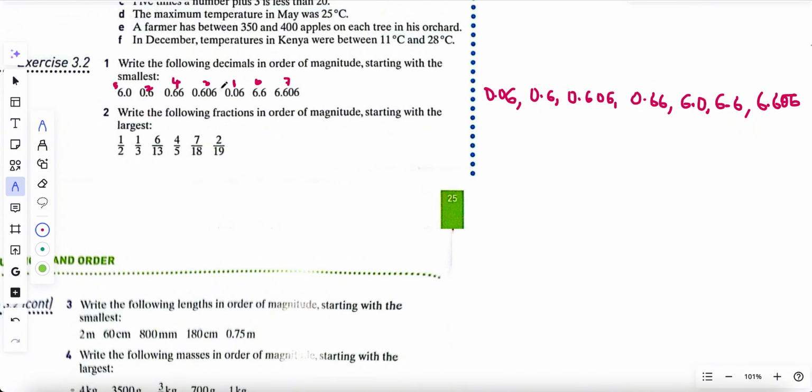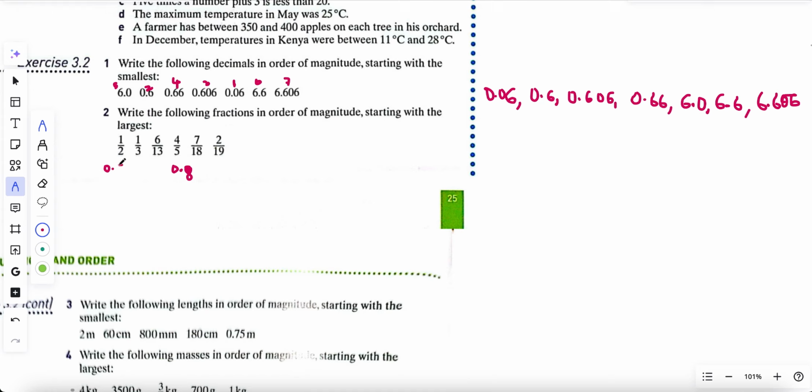Now, these are numbers in decimals. What if the numbers are in fractions? Say: write the following fractions in order of magnitude starting with the largest. You have to find which one is the biggest. Sometimes we change them to decimals so that we can know. For example, 1 over 2 is very big, but it's not as big as 4 over 5. 4 over 5 is 0.8. Most of the time you turn them to decimals so you can easily know which fraction is bigger.